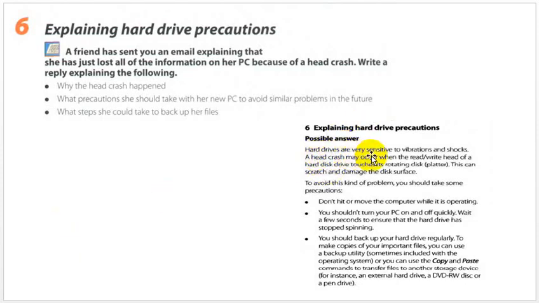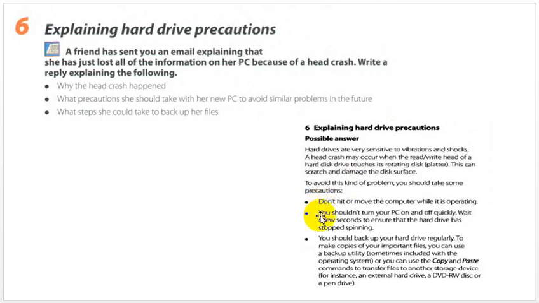Hard drives are very sensitive to vibration and shocks. A head crash may occur when the read head or write head of a hard drive touches its rotating disk platter. This can scratch and damage the disk surface. To avoid this kind of problem, you should take some precautions.